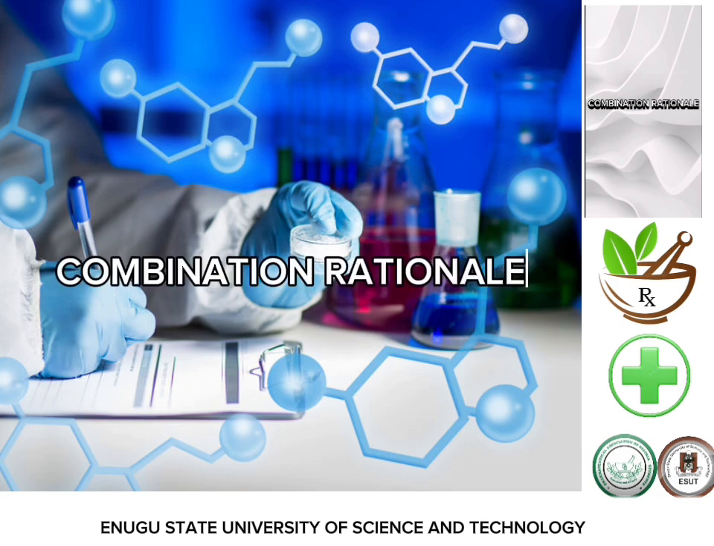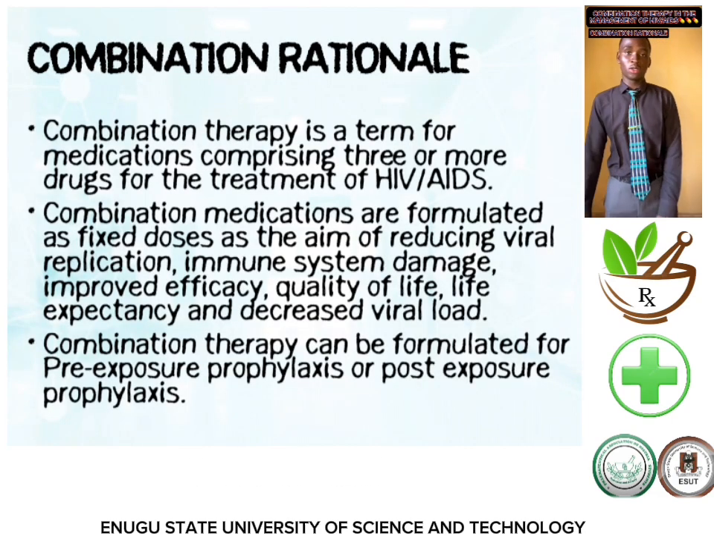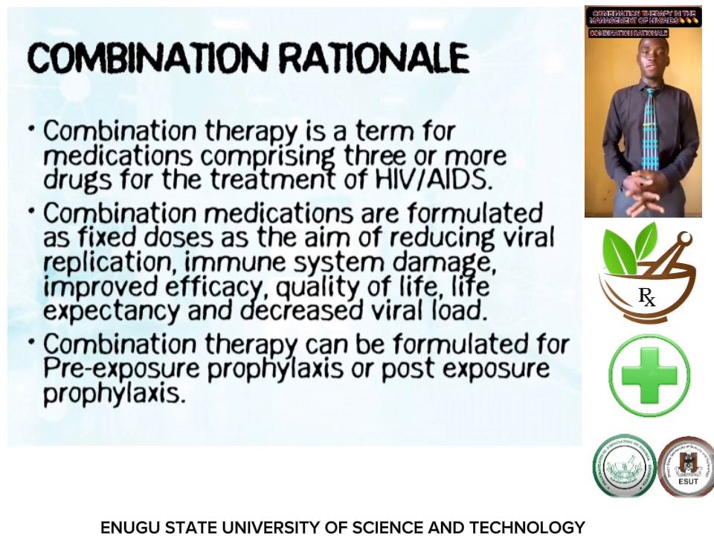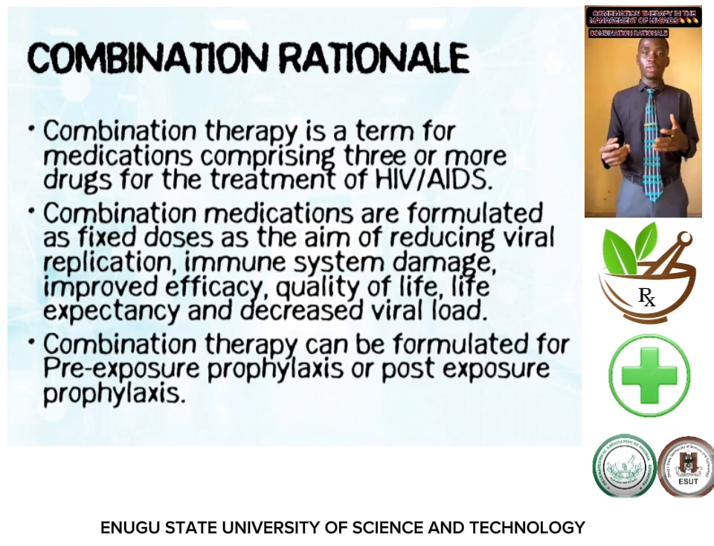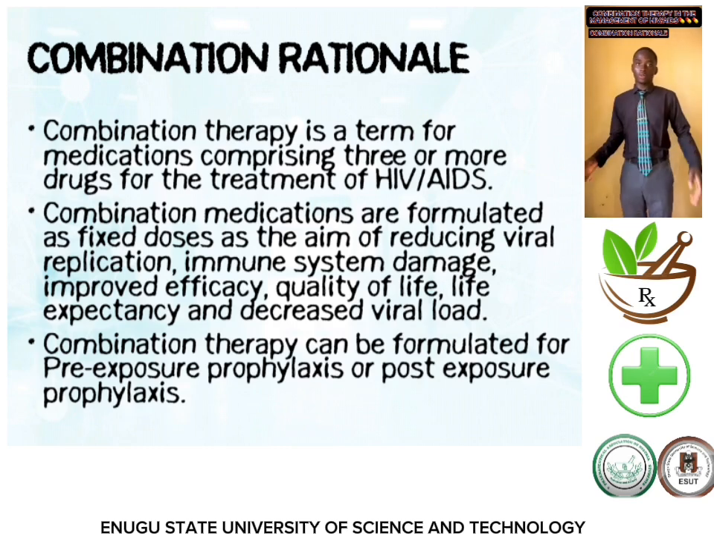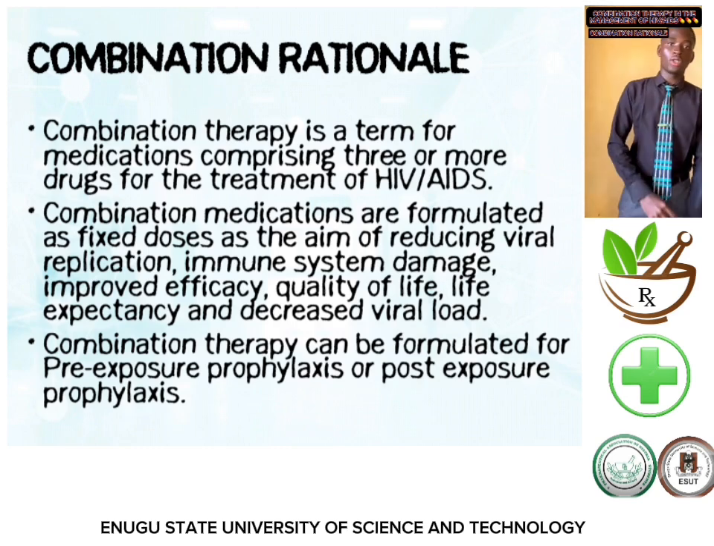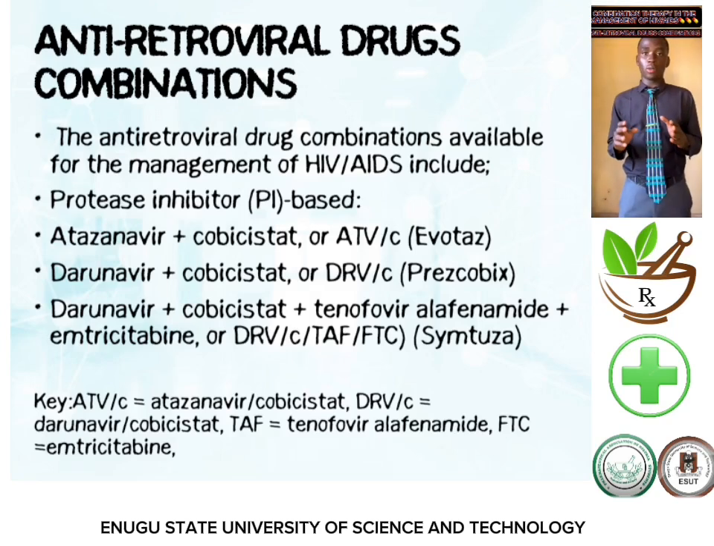Combination rationale. Combination therapy is a medication comprising 3 or more drugs used in the treatment of HIV. They can be formulated as fixed dose, used in reduction of viral load and improving quality of life. Combination therapy can be formulated as pre-exposure prophylaxis or post-exposure prophylaxis. There are 3 different classes of combination therapy.